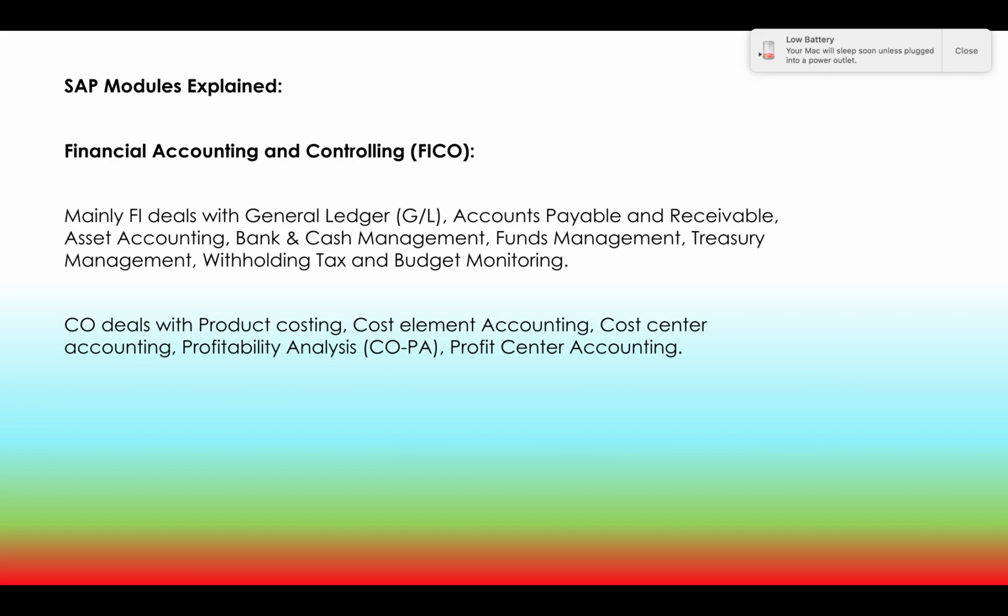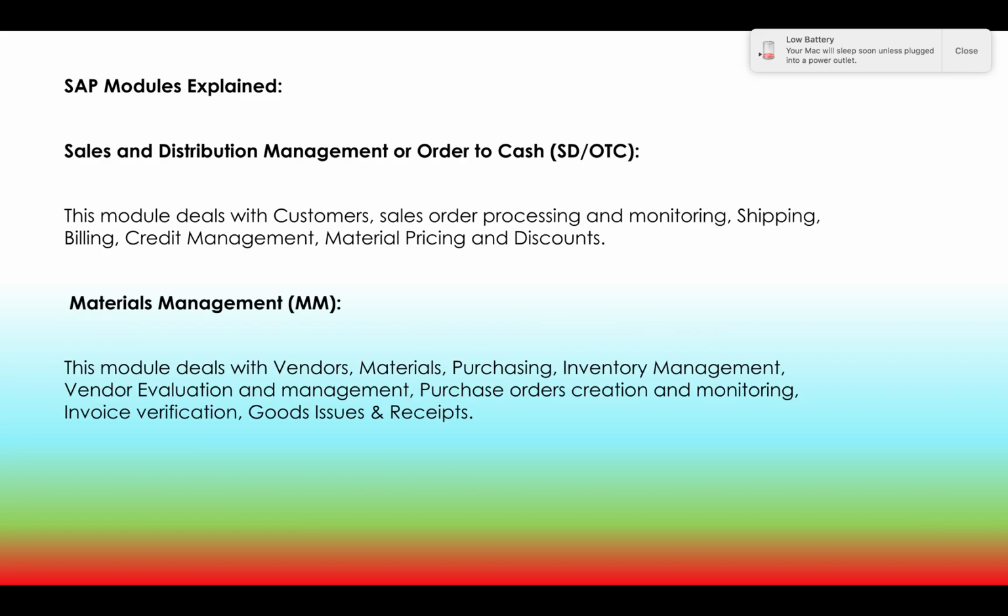Okay, now we go to another module, sales and distribution. We usually use this one when the company sells product to customers. When customers place sales orders to the company, the company reviews the sales order and ships the product to the customer. The customer receives the product, and then the company sends billing to the customer. So this process comes under sales and distribution.